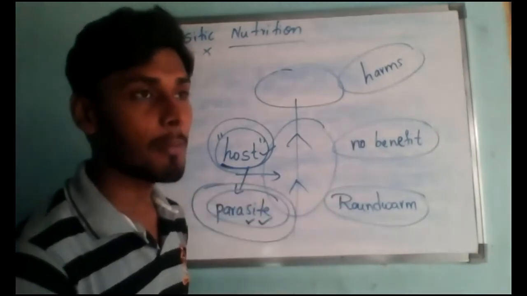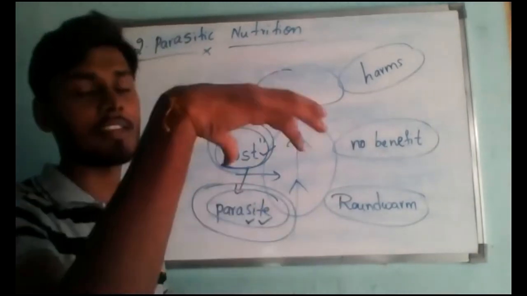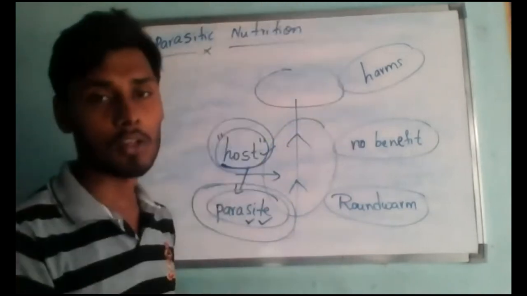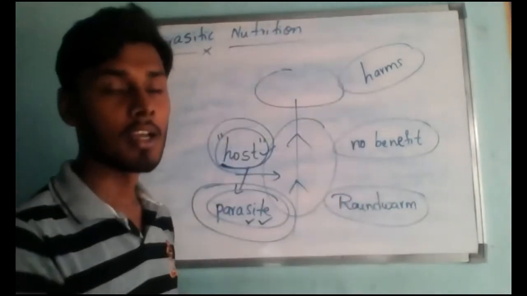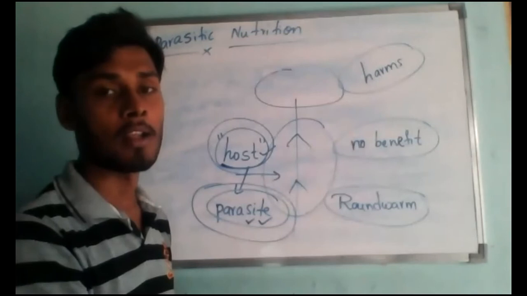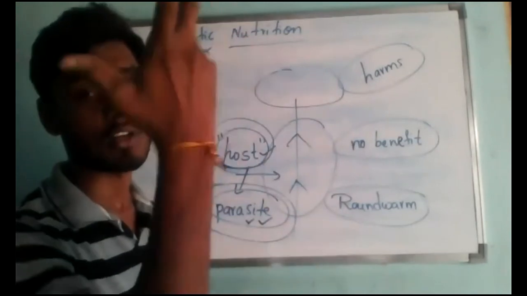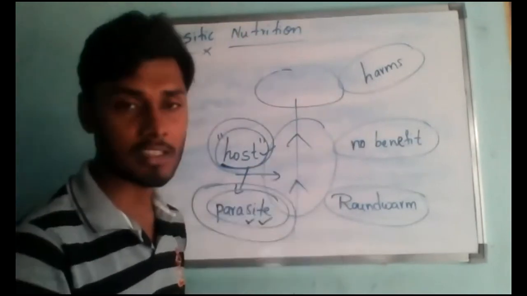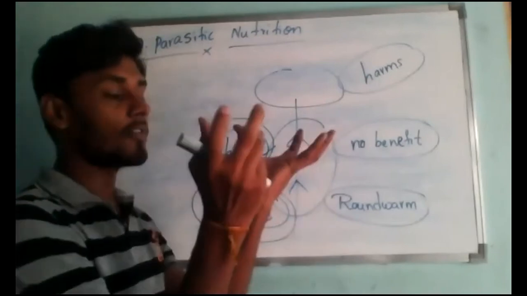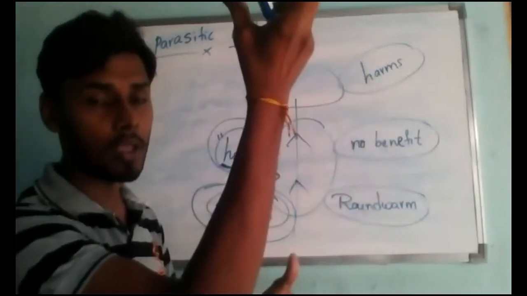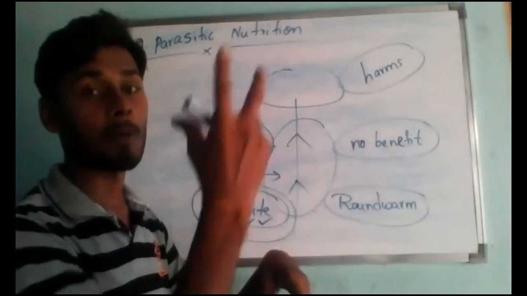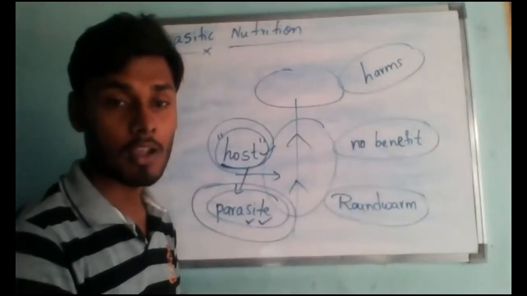Suppose you can see some plants, and on those plants some other plants will start growing. Slowly this plant will die, and that plant's roots will go inside the soil and it will start growing. You may see some scenes in sceneries. In the middle of one plant, another plant will start growing. Slowly this plant will die and that plant will start growing well, like that.